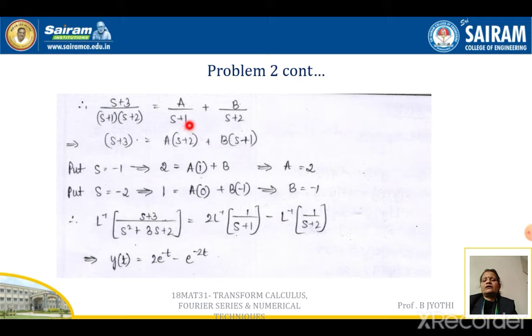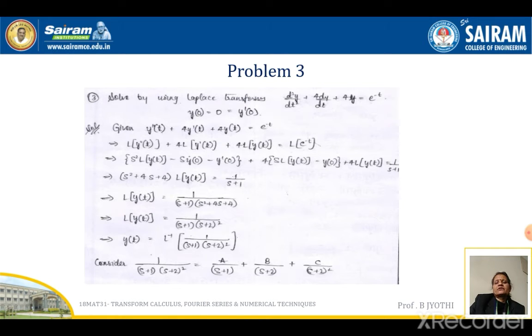Simplify and substitute the values in this equation. We get 2 L inverse of 1 divided by s plus 1 minus L inverse of 1 divided by s plus 2. That gives us 2 into e power minus t minus e power minus 2t.